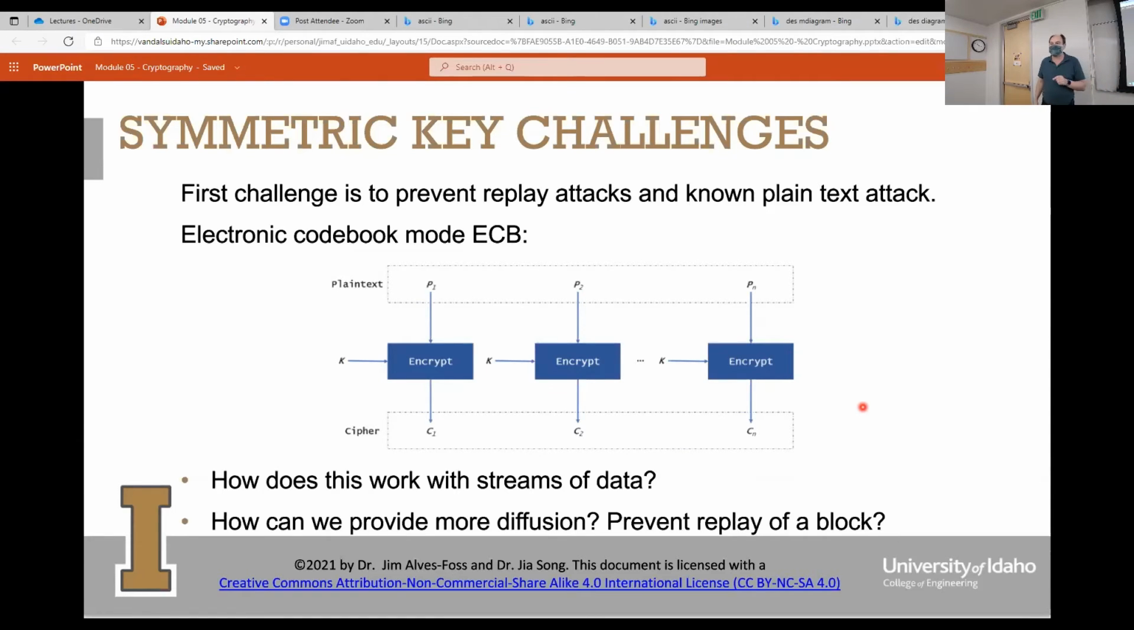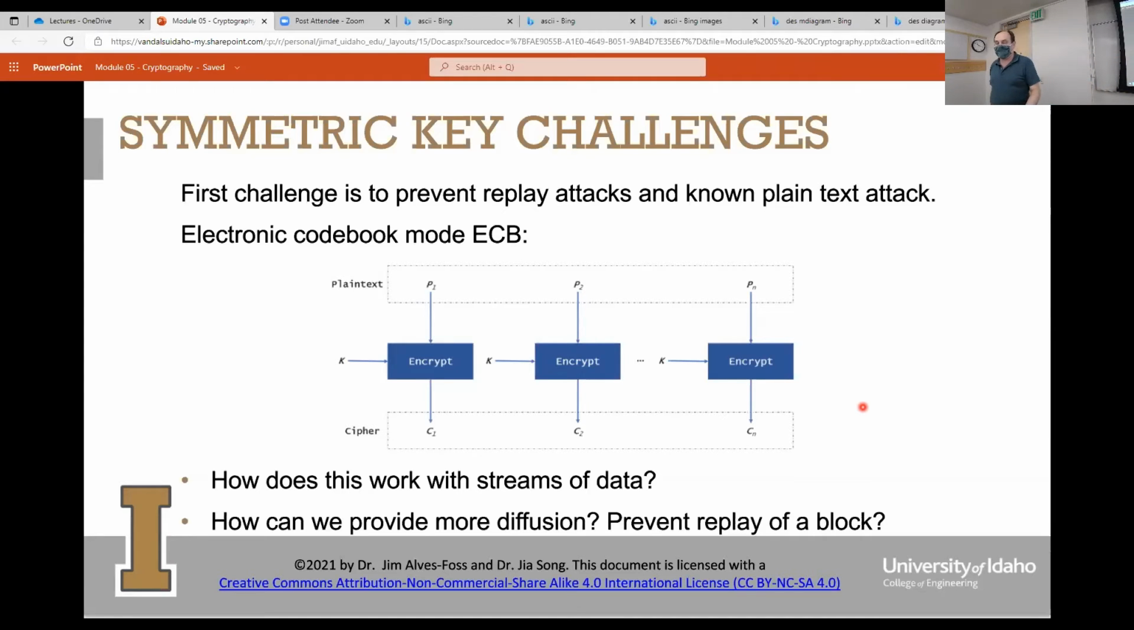There are some challenges when we come to symmetric key cryptography. First, which I will not talk about on this slide, I will talk about later, is getting us to share the keys. So you know the key, I know the key, but they don't. Second is how we prevent attacks by the cryptographer or the cryptanalysts. So I want to prevent replay attacks and known plain text attacks.